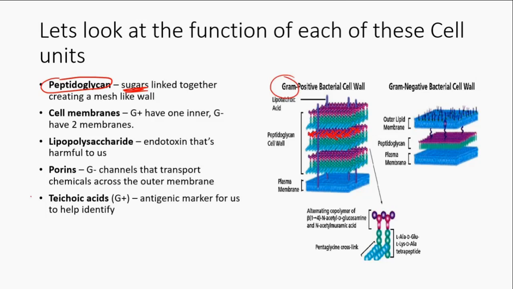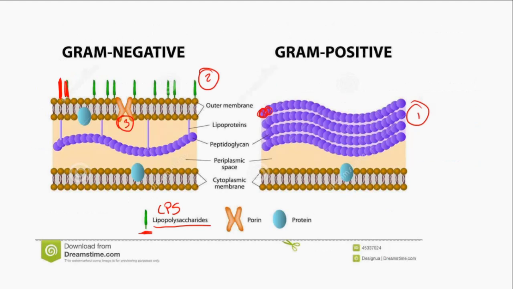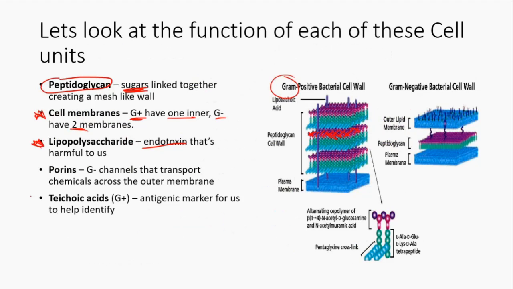The cell membrane, of course, is an important structure of the bacteria. Remember that gram positives have one inner membrane and gram negatives have two membranes, so one inner and one outer. Thirdly, you have your lipopolysaccharide, which is your endotoxin. So remember, this here is your endotoxin. It's found in gram-negative bacteria, and it's used as a weapon against the host.